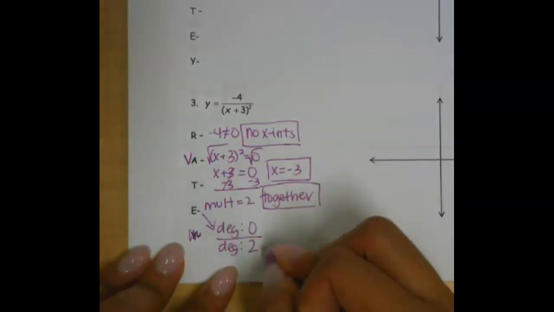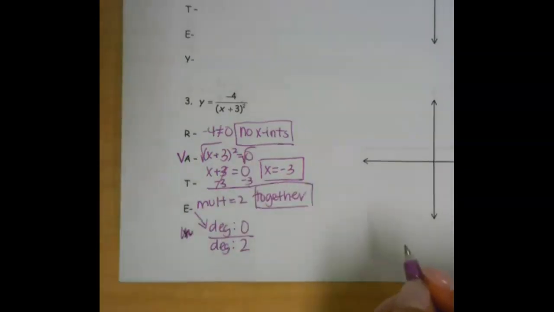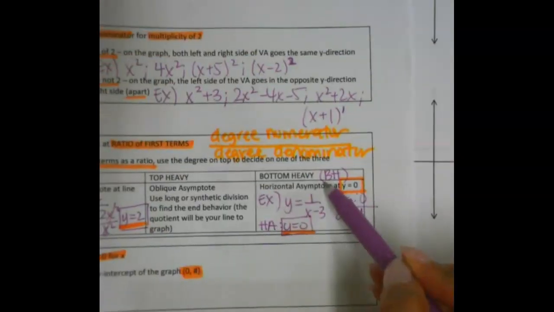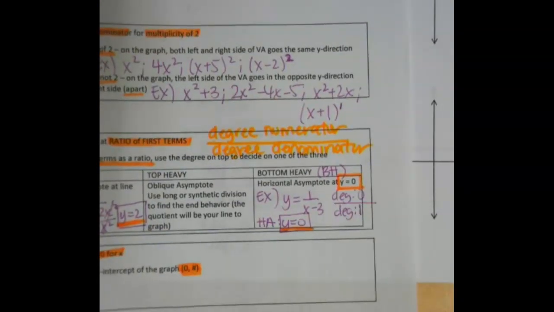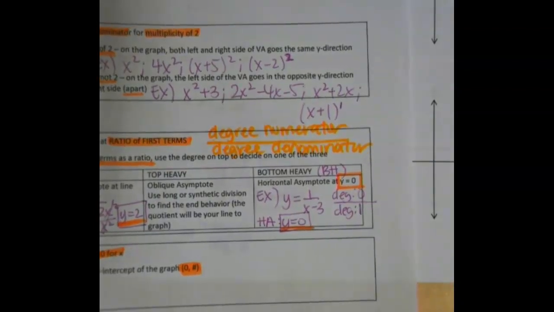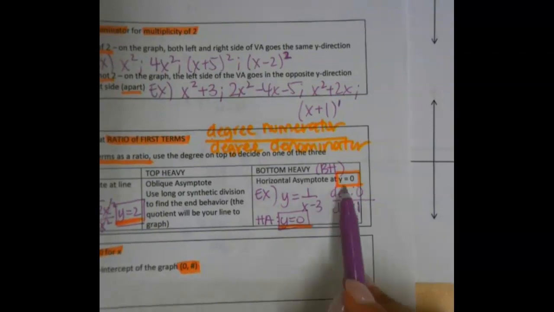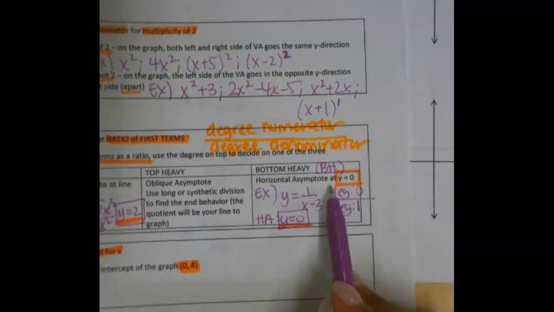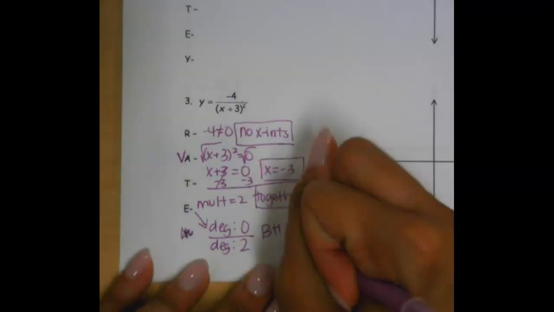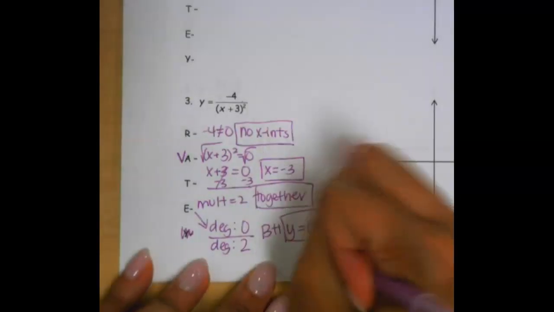So because of that, we have 0 over 2. Okay, that's not what Caitlin told us on the last one. It's not balanced. It's now bottom heavy. Chris, when it's bottom heavy, what's your horizontal asymptote? Nope, not 0. Look up, Chris. Y equals, you guys know I'm going to take off points. This is bottom heavy, which means your horizontal asymptote is Y equals 0.